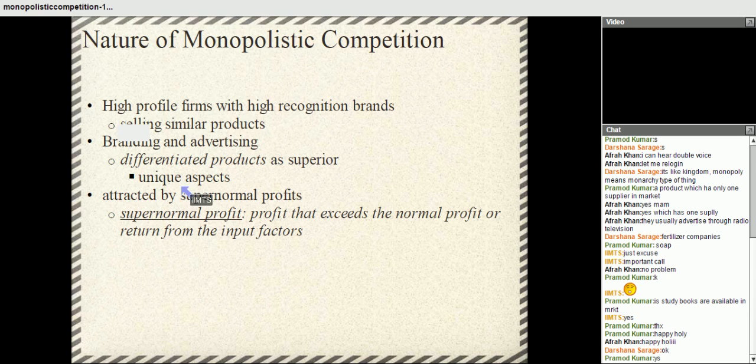So there are differentiated products with superior, unique aspects, like this cream is having turmeric, the other cream is having rose water. So that is the difference. Shampoo that we use, conditioner that we use, soaps, creams, even clothing, footwear, these are all examples of monopolistic competition. The people who operate in this industry are attracted by supernormal profits. Supernormal profit is the profit which exceeds the normal profit or return from the input factors. This is something that we have discussed previously.